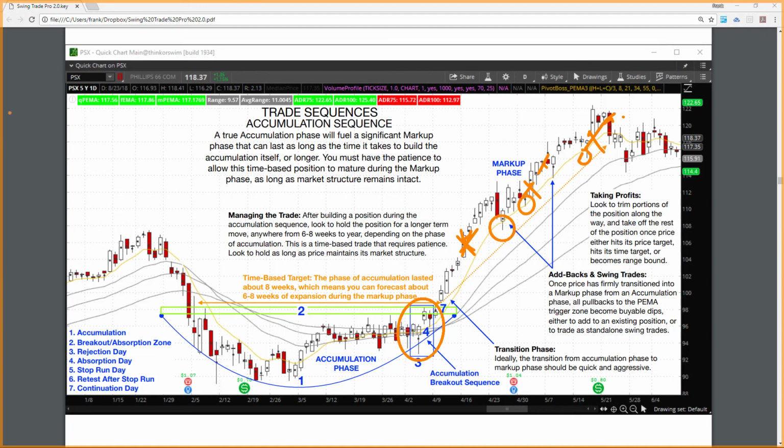So all of those are add back opportunities, because once price gets into a very clear markup phase, every pullback can be an opportunity to either add to your position or trade it outright as a standalone trade. It becomes a very, very powerful way to trade, because you have clear confirmation that a markup phase is in full effect, and you can lean on that phase because it's likely going to continue to progress in that direction because the accumulation phase was so significant.